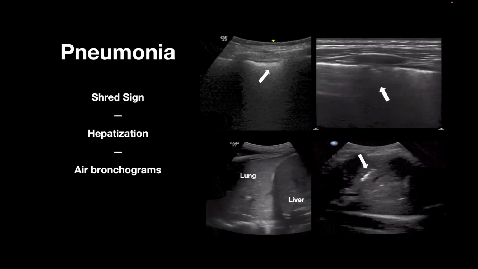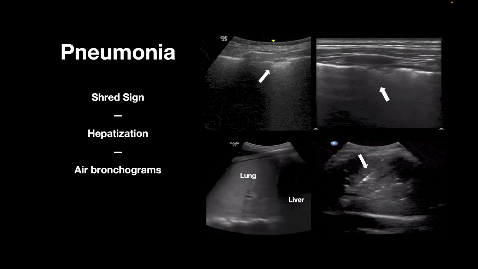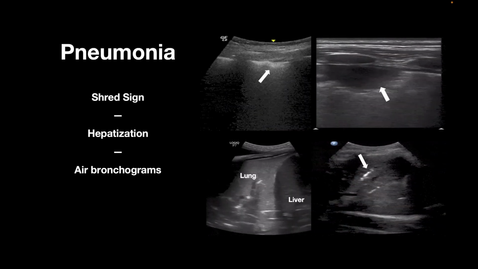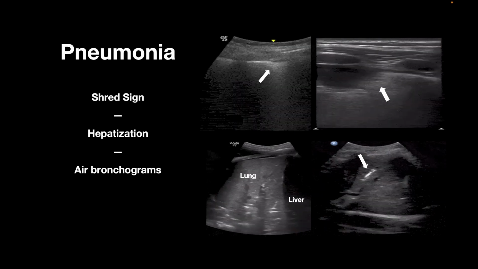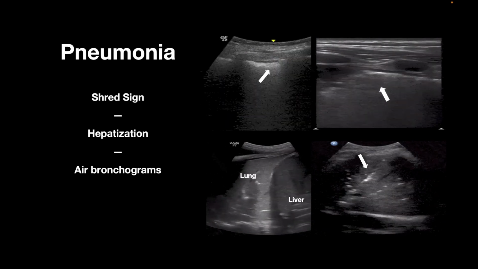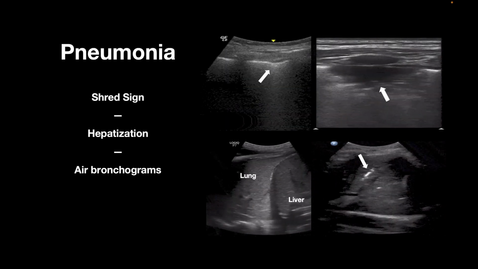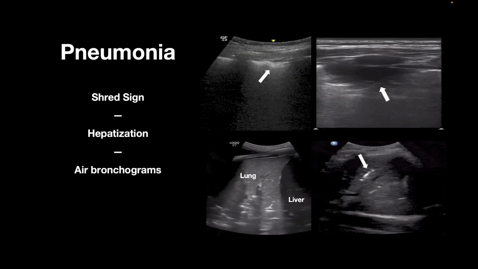In the bottom left-hand corner, we can see the aptly named lung hepatization. When the lung begins to fill with bacteria and fluid, it begins to take on a consolidated, not aerated appearance, leading it to look very similar to ultrasonographic findings of the liver. And finally, in the bottom right image, we see our last and most commonly associated ultrasound finding of pneumonia, which are air bronchograms.